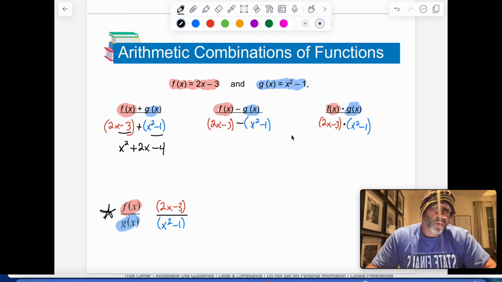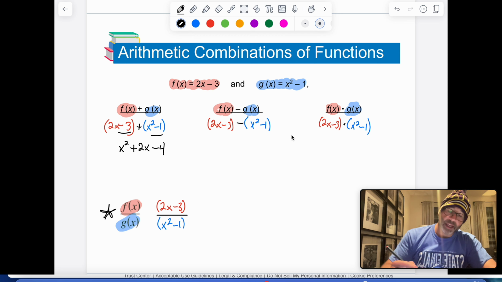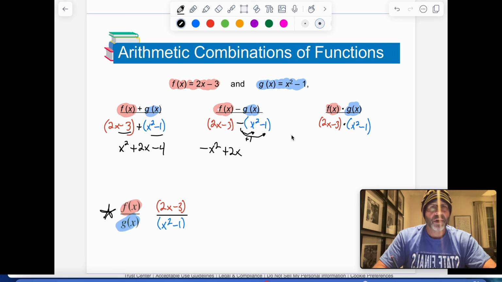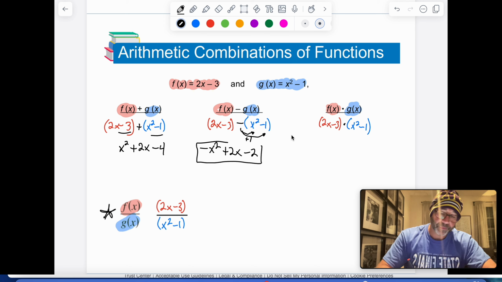Okay. With the f of x minus g of x, again, just combine like terms, but realize that because we have a minus here, that minus will get distributed to everything to the right of it. So we end up with a negative x squared, a positive 2x, and then that's actually going to be a positive 1 right there from distributing the negative to the positive. So negative 3 plus 1 gives us a negative 2 for our final answer there. Okay.